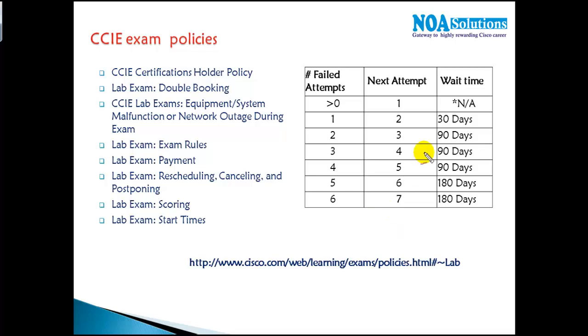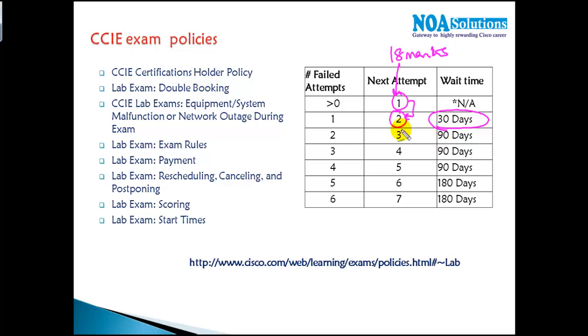Now, according to the new CCIE exam policies, you can make a first attempt. It should be less than 18 months from the date you write your written exam, within 18 months. And the next attempt, in case you do not clear, should have a minimum of 30 days gap between your first and the second attempt.